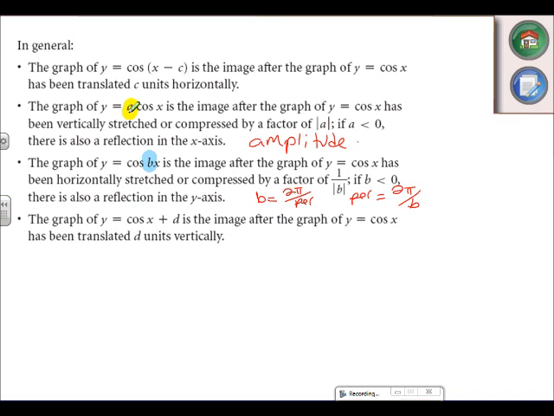Then we've got our C value, which is a horizontal translation, or in these cases, we don't call them translations anymore. We call it a horizontal phase shift. And finally, we've got our D on the end. And that's a vertical translation. But again, we don't call it translation. We call it a vertical displacement.